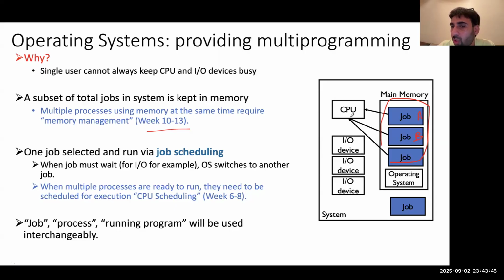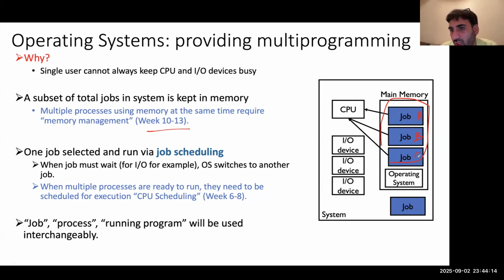Now, the good thing is that process A is doing the IO operation and process B is doing the compute part of its execution. Now the CPU is not wasted, IO devices are also not wasted, right? So when multiple processes are ready to run, they need to be scheduled for execution. Let's take a step back. Process A was doing compute and then it started doing the IO operation.